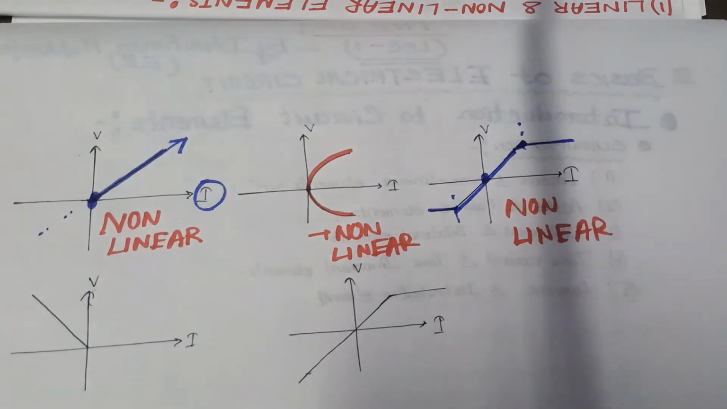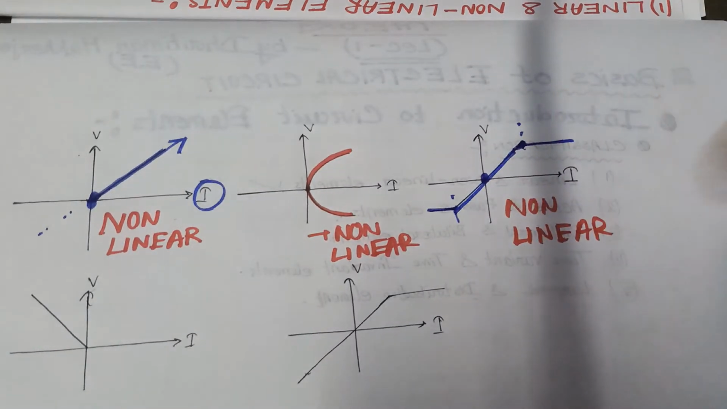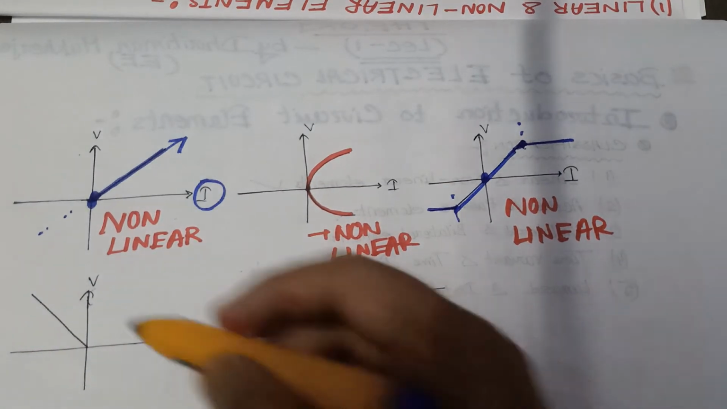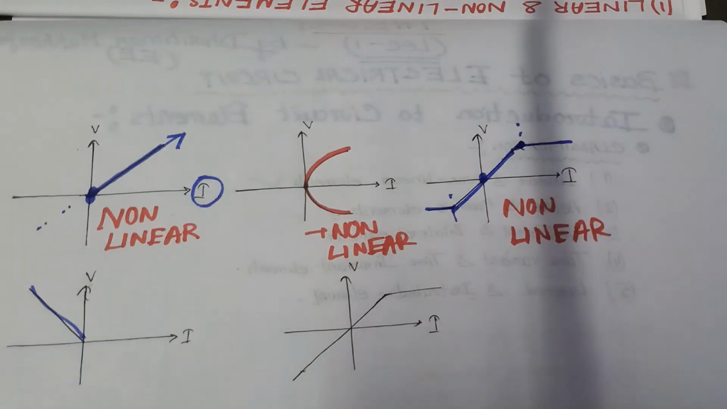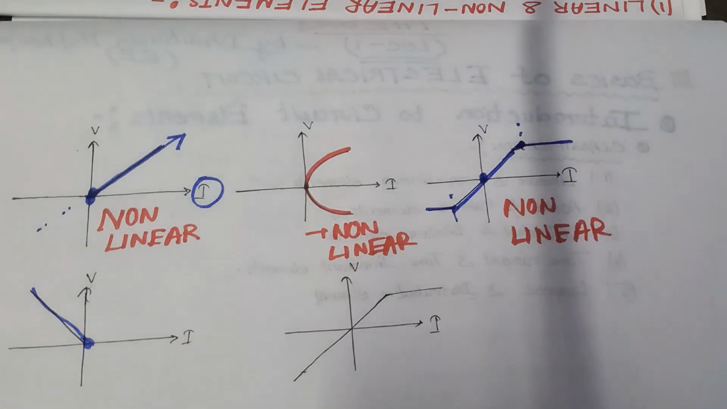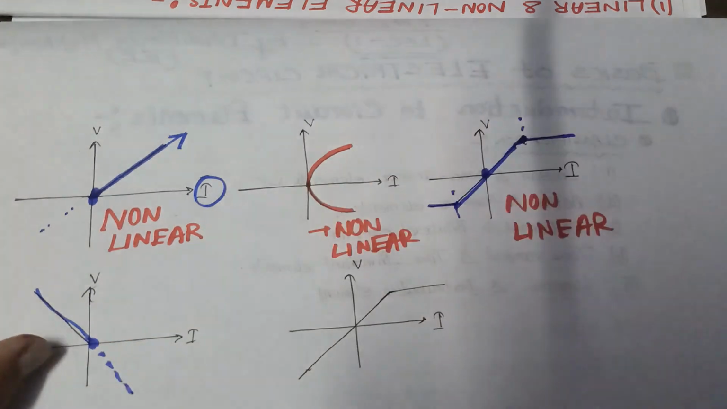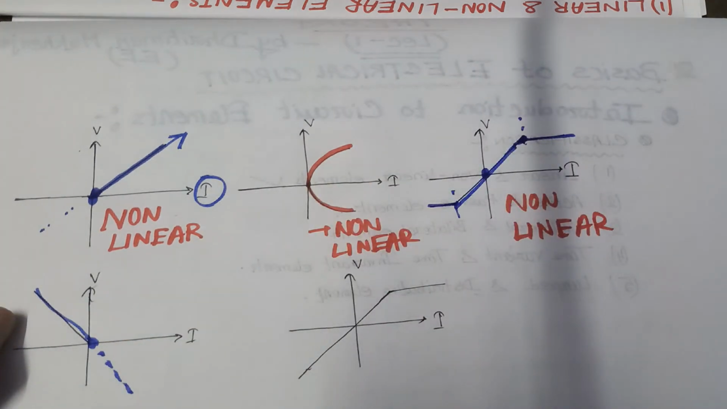Why? Because condition 3 is not satisfied. See in this example, again, it is following only one equation of straight line. It is okay. You see, it is passing through origin. Again, it is okay. But not for all time, because there is no value in the positive side, positive value of current. So therefore, again it is non-linear.